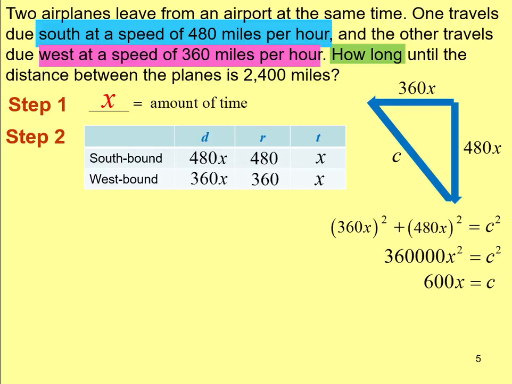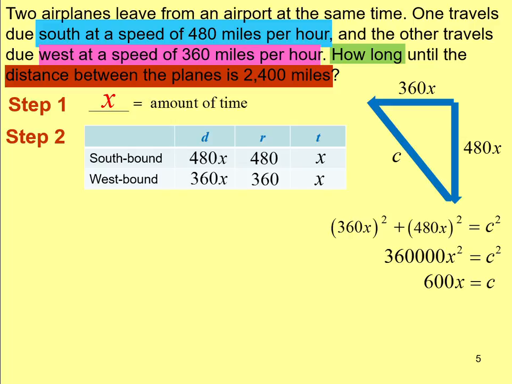And it says right there the distance is 2,400 miles. So our equation is 600x equals 2,400. And when we solve that equation, we just divide by 600. There's only one thing we're looking for in this problem, and x is it. And so our answer is 4 hours.